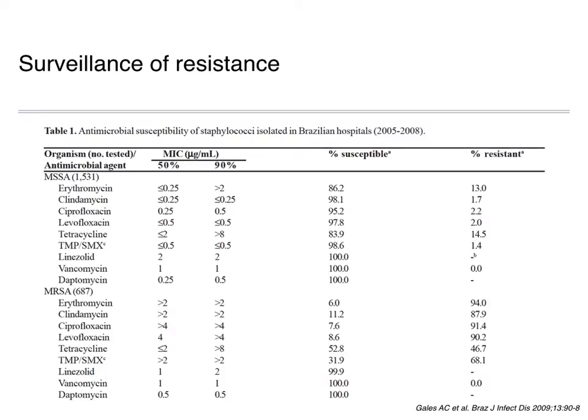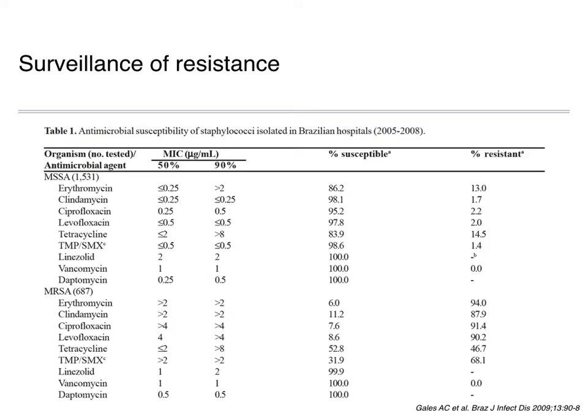So the next few slides are just some examples of what are called surveillance studies, and so studies where we systematically are measuring MICs and trying to track resistance over time. This would be one example. So looking at staphylococci in Brazilian hospitals from 2005 to 2008. On the top there you have MSSA. For instance, with the erythromycin, the MIC 50 was less than or equal to 0.25, the MIC 90 was greater than 2. Then using breakpoint values, those MICs are translated into the percent of isolates that were susceptible and resistant to erythromycin over that period of time, basically.